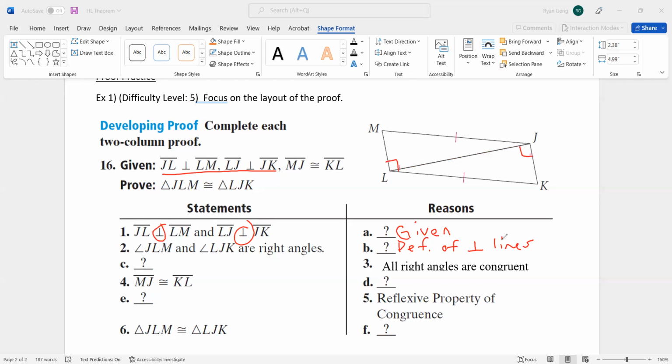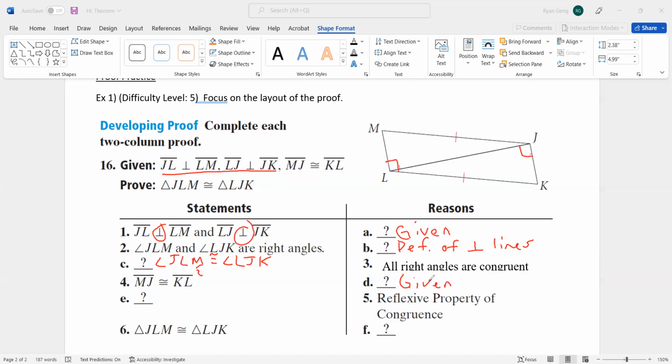All right. Now, technically, what you want to say here is that triangle JLM and triangle JLK are right triangles. But to be safer here, I'm not going to worry about the distinction too much. I'm going to say that these two things are equal. Angle JLM is congruent to angle LJK. Why are they congruent? Well, all right angles are congruent. Okay, well then MJ is congruent to KL. How do I know that MJ is congruent to KL? It's given.